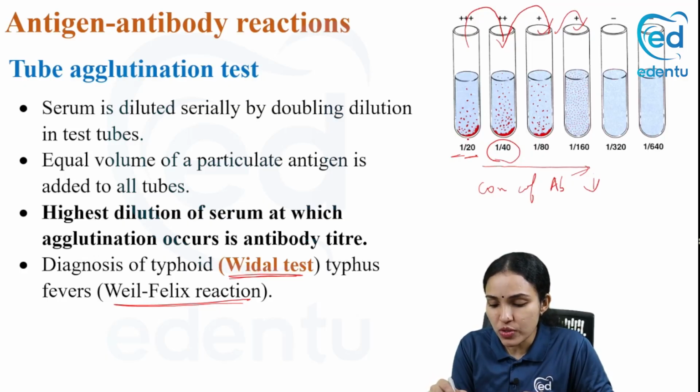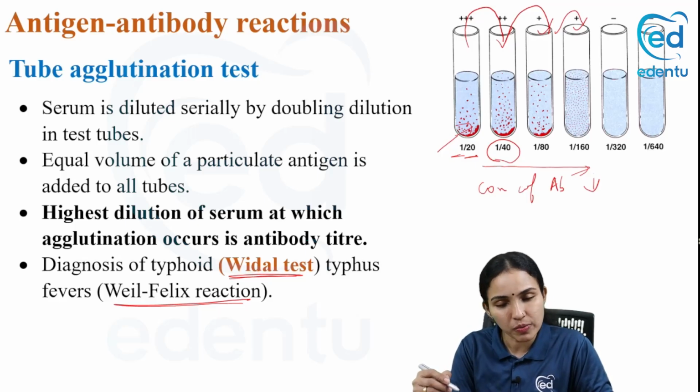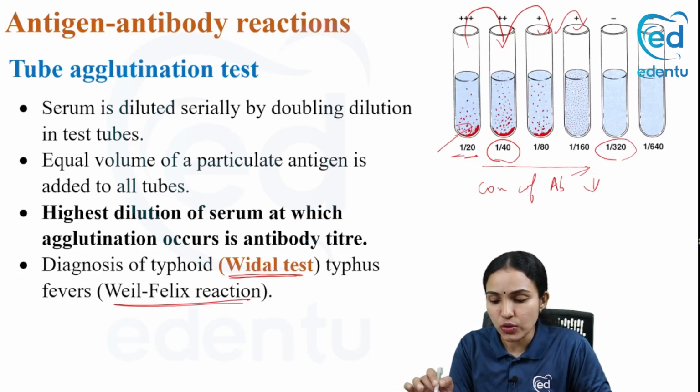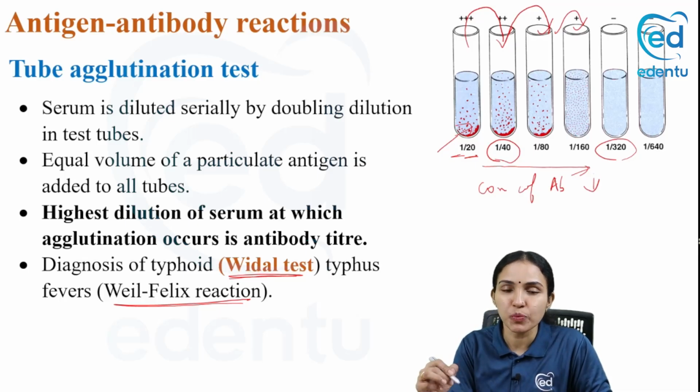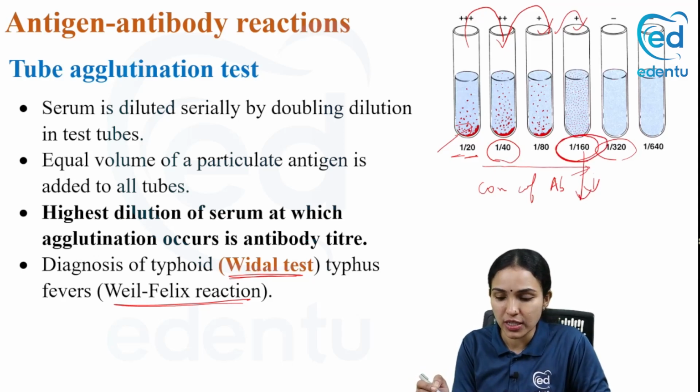When the first tube you see, you're seeing a visible agglutination. That means in 1 by 20 dilution, agglutination is positive. Second tube, again it's positive. Third tube, positive. Fourth tube, positive. Fifth tube, 1 is to 320, there is no agglutination. So that means the highest dilution at which you get a positive agglutination is 1 by 160. So this is the highest dilution where you get a positive agglutination.